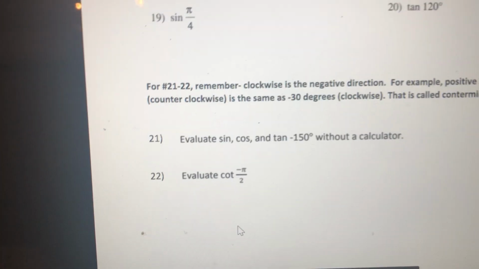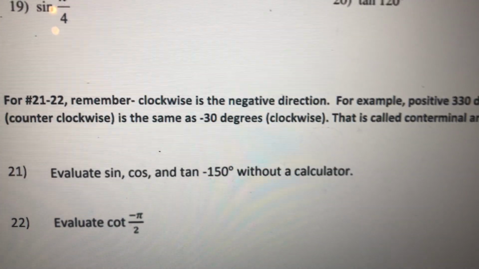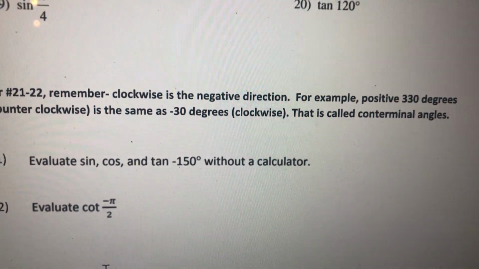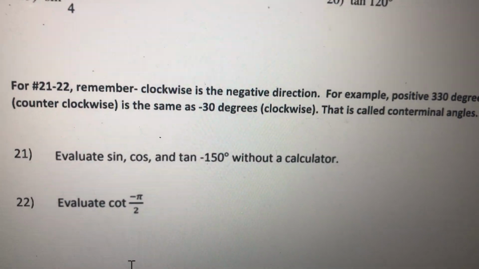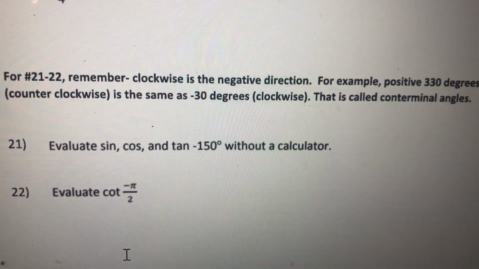Oh, let's talk about the negative ones. I wanted to talk about this. All right, so 21 and 22 were negative. So I wrote here, remember, clockwise is the negative direction. So for example, 330 degrees positive is the same thing as negative 30 degrees clockwise, right? So what does that mean?